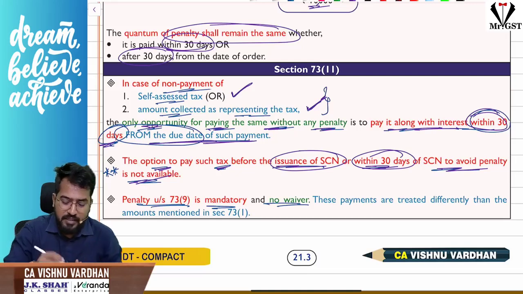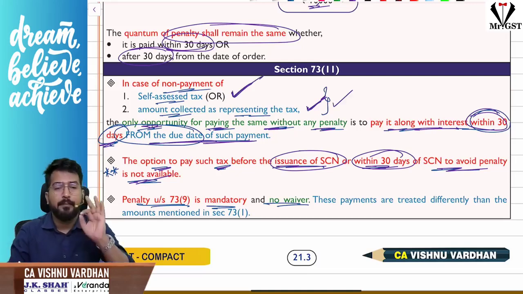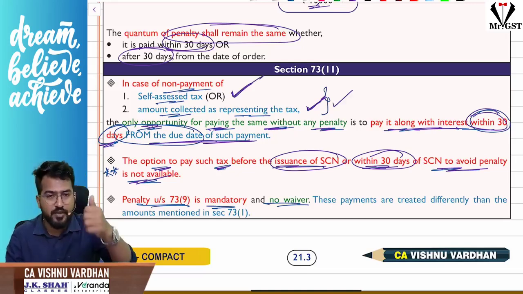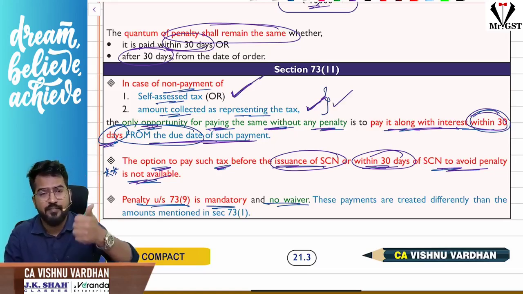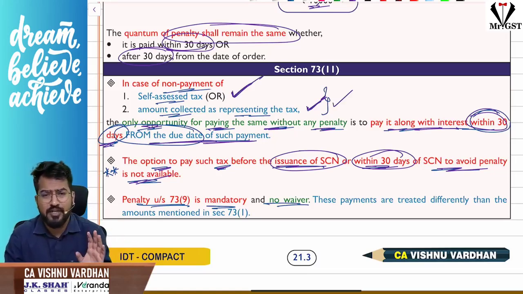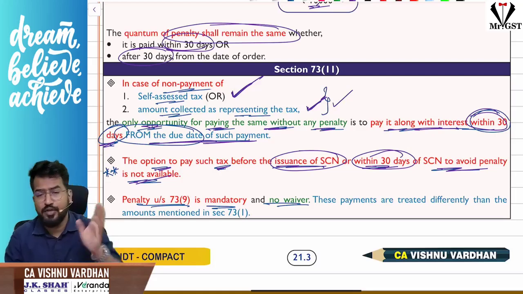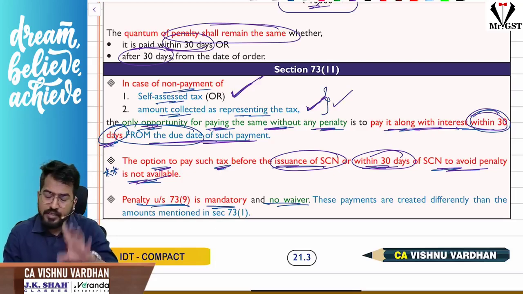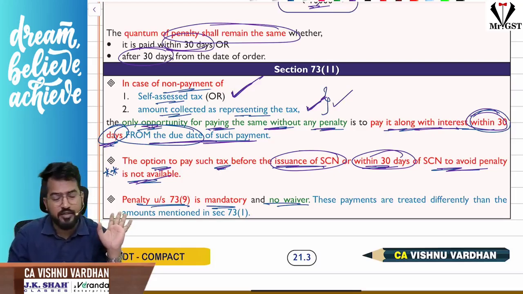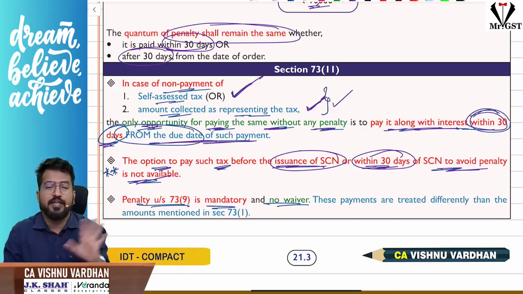That means in these two cases, straight away penalty will come if we identify that you have self-assessed the tax but you did not pay. Of course, not a fraudulent case, there is no intention to evade taxes, or you have collected something as tax but you did not pay, where there is no intention to do fraud, then straight away we will definitely charge penalty of 10% or 10,000, whichever is higher. There is no relaxation with respect to penalty if the department catches.